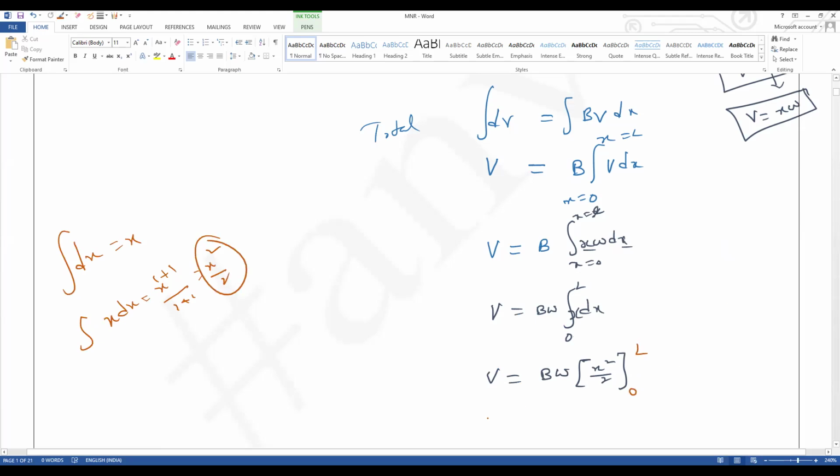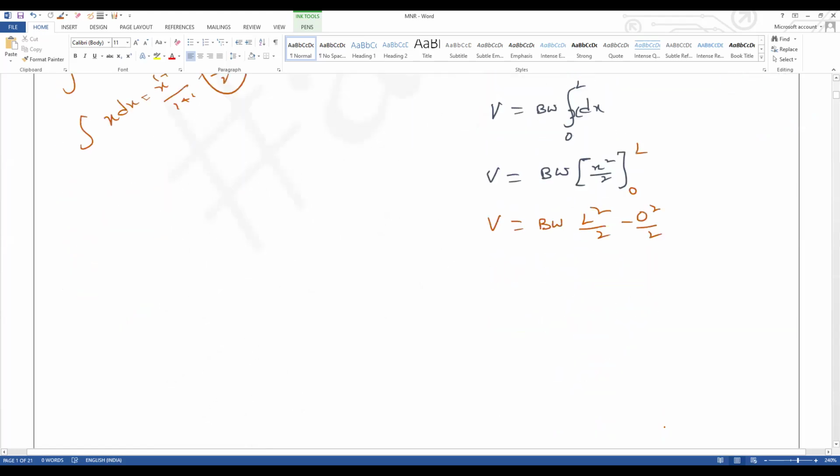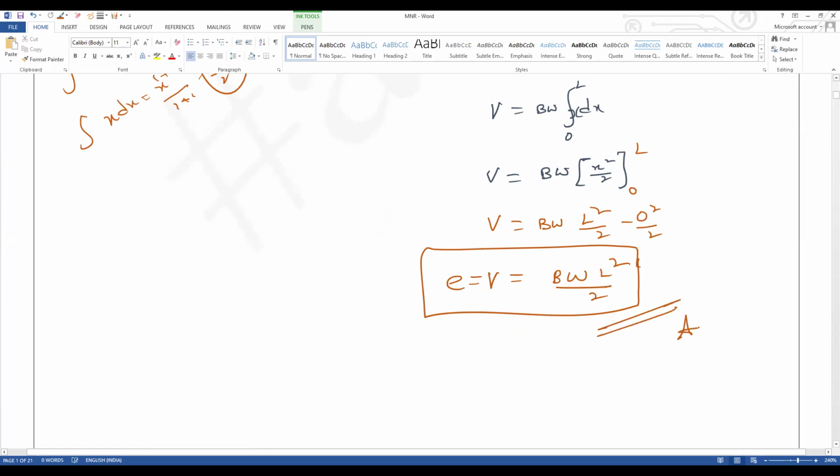So emf is equal to B into omega into L square by 2 minus 0 square by 2. What is the formula, everybody? Induced emf when a rod is rotating is equal to B into omega into L square divided by 2. This is the motional emf when a rod is rotating in a magnetic field.